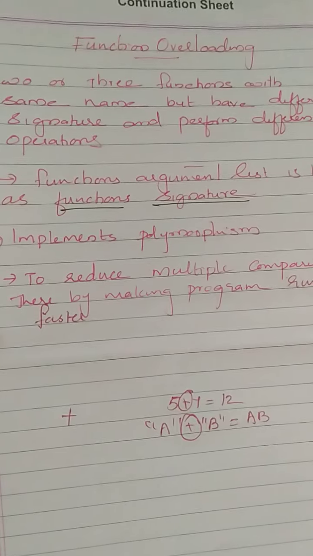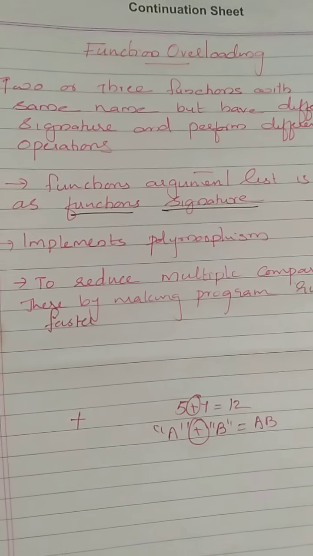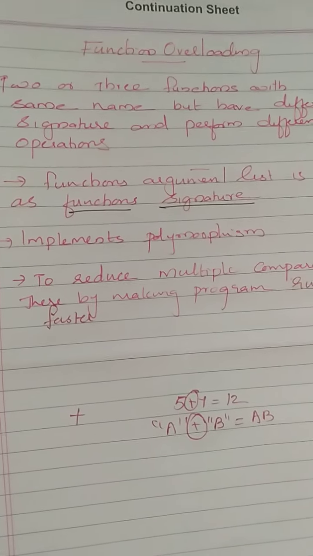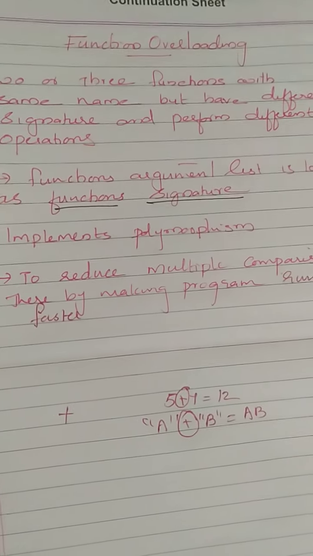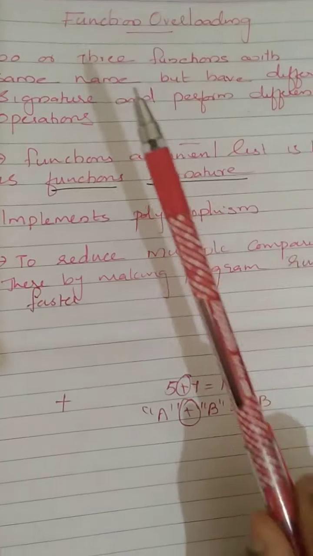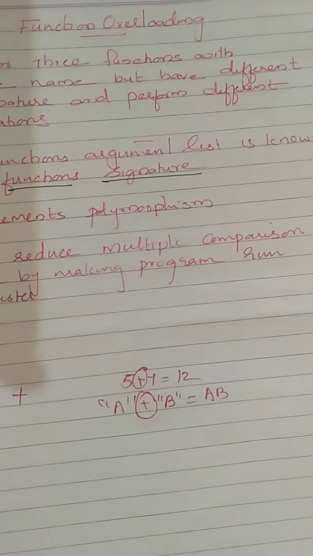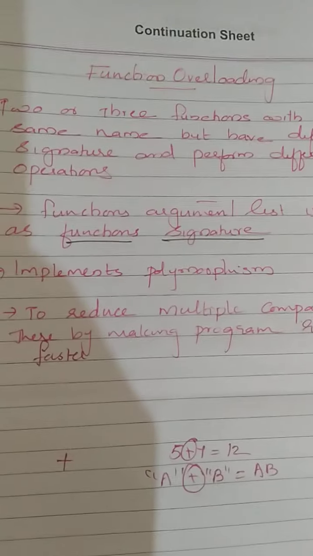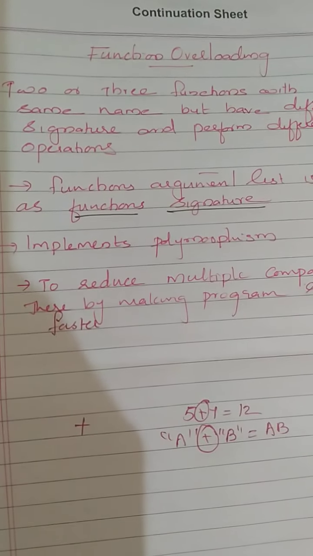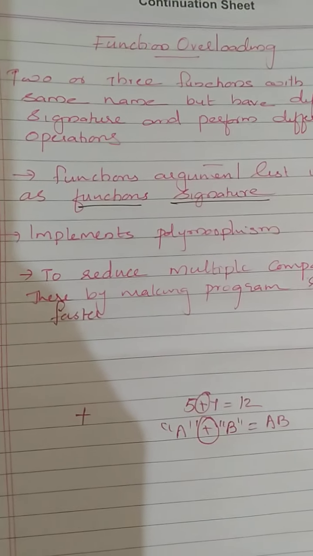A function is said to be overloaded if a class consists of more than one function with the same name but different signatures, performing different operations. Signature means a function's argument list, which is also known as the function's signature. So the signature will be different but the name will be the same.